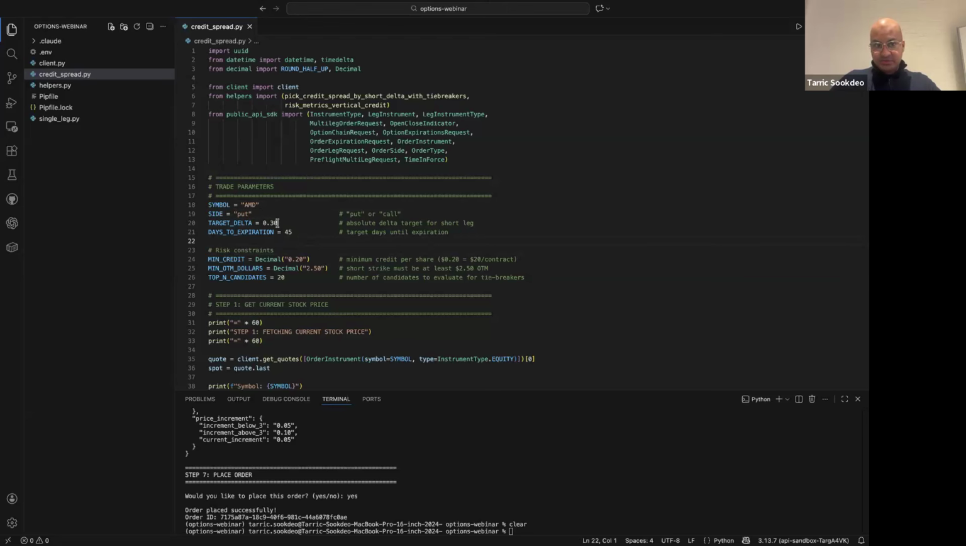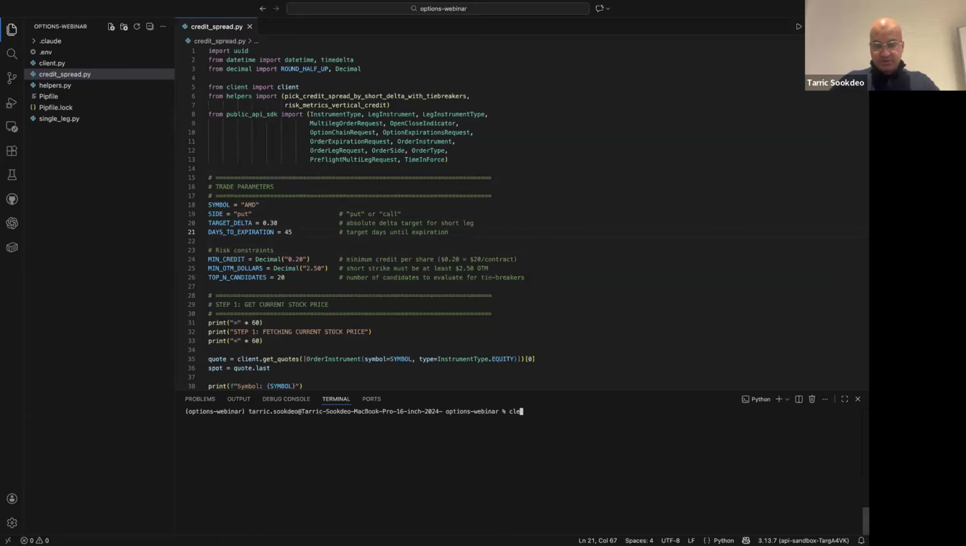And let's do a put credit spread for AMD, right? Whenever you're doing a credit spread, of course, you care about the delta and the time to expiration. We're just going to keep those the same. 0.3 on the delta and 45 days out. And we'll run the script to check the risk and the parameters.